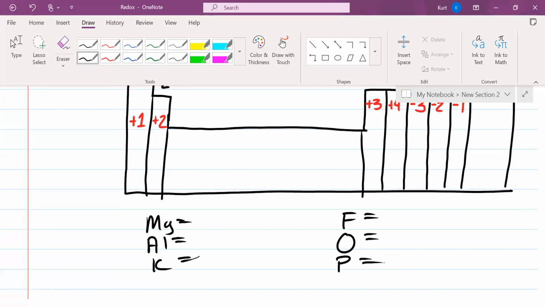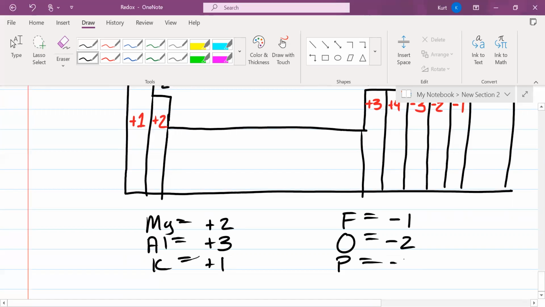What is the oxidation number of magnesium? Aluminum, potassium, fluorine, oxygen, phosphorus. It's that simple, guys. All you have to do is find it in the periodic table and identify the column it's in. Any questions so far?